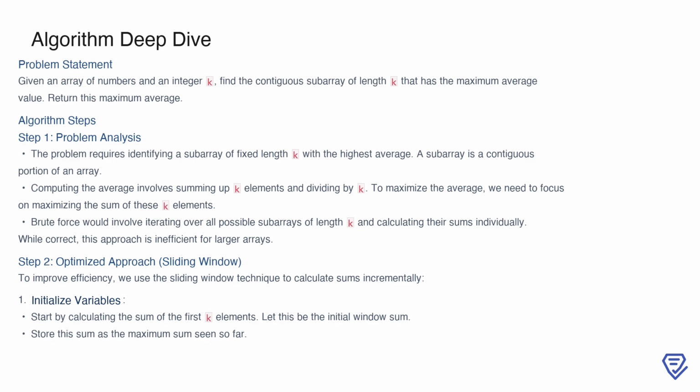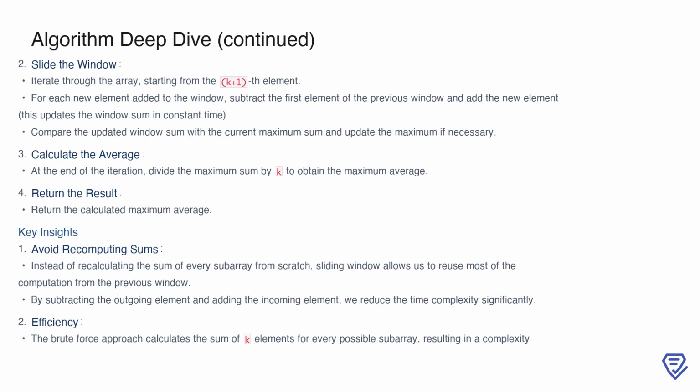The first step is to calculate the sum of the first k elements, which forms our initial window. We store this sum as the maximum sum observed so far. This setup allows us to start optimizing the process as we move through the array incrementally. Now, to slide the window across the array, we iterate from the kth element to the end of the array. For each step, we update the window sum by subtracting the first element of the previous window and adding the current element. This adjustment ensures that we maintain a rolling sum without recalculating everything from scratch. After updating the window sum, we compare it to the current maximum sum. If the new sum is greater, we update the maximum sum.